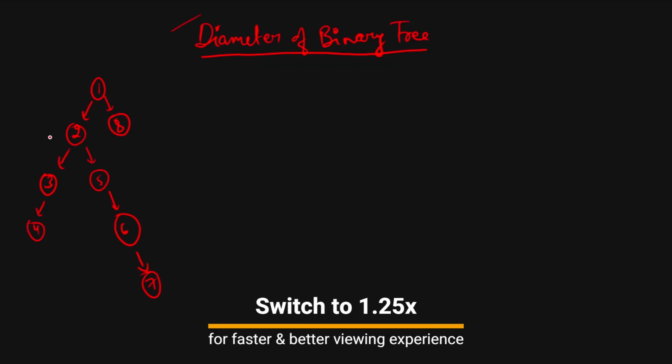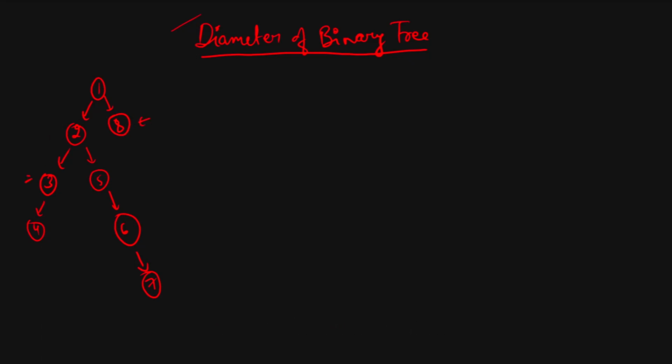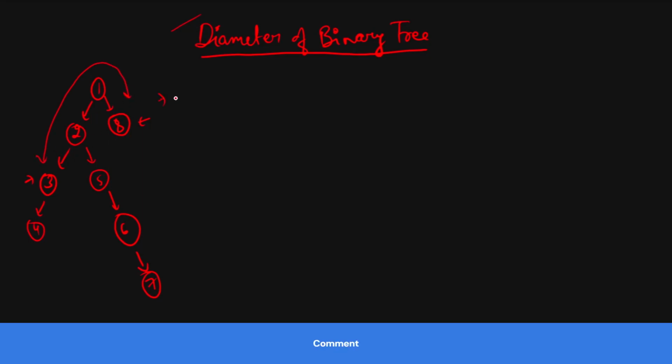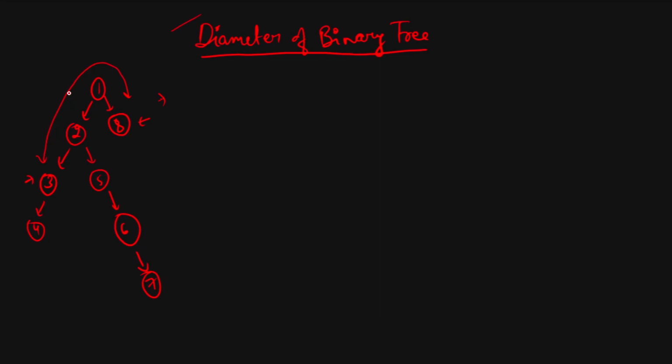So if we find the distance between this 3 and 8, what will the distance be? In the earlier question we found the distance, height or depth by calculating the number of nodes, but in this problem we have to find it by number of edges. So the number of edges between 3 and 8, this is the path if you see. In this path, 1, 2, 3, there will be 3 edges, so we can say the distance is 3.